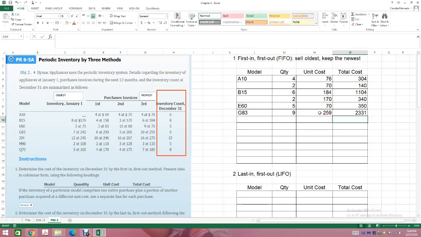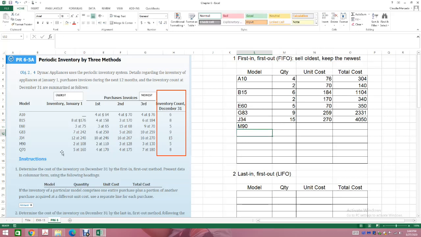That will give me 2331. The next model I have is J34. So all I'm doing is locating the ones I'm keeping, and I'm keeping my newest ones. These are my newest backwards. Newest, oldest. Okay. So for J34, I need 15. I've got 16 in my newest batch, so I'm going to keep 15 of those. So it'll be 15 at 270. That'll be 4050.